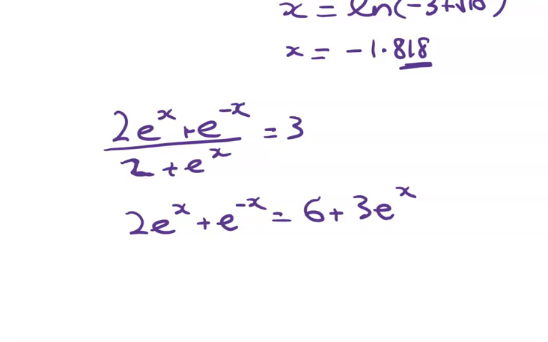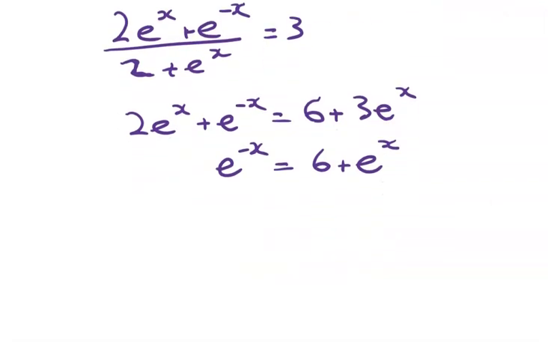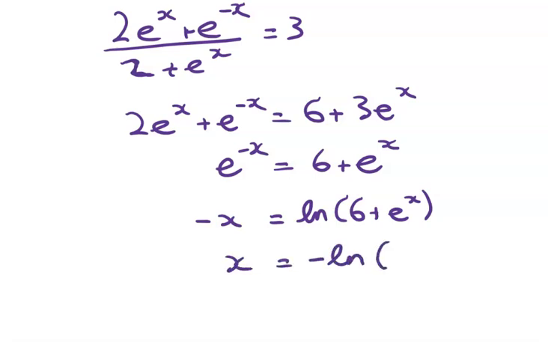What am I doing now? So suppose that I just wasn't getting anywhere with spotting that it's a quadratic. Let's just leave the e^(-x) there, and here we've got 6 plus e^x. So I can do a couple of things here. If I take logs of both sides at this point, we're going to get negative x is equal to the natural log of 6 plus e^x. That gives me x is equal to negative log of 6 plus e^x.